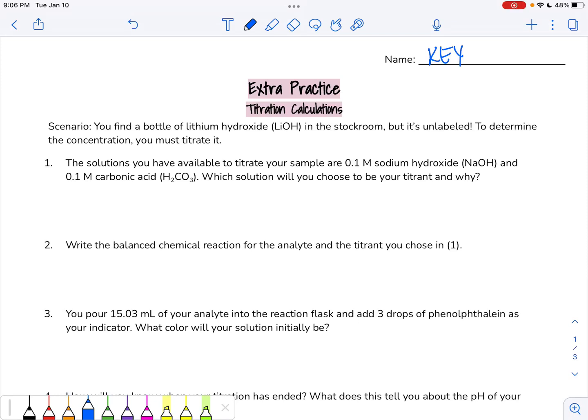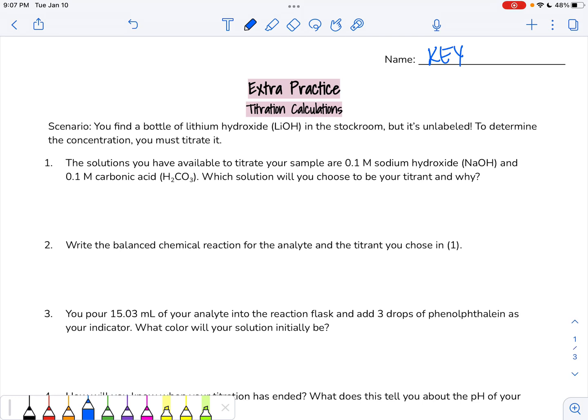Everybody, so today I'm going to walk you through the titration calculations extra practice. So remember, the whole point of doing a titration is so you can figure out the concentration of some unknown solution, acid or base. You can titrate acid to base or base to acid, so let's look at what this scenario is asking us to do.